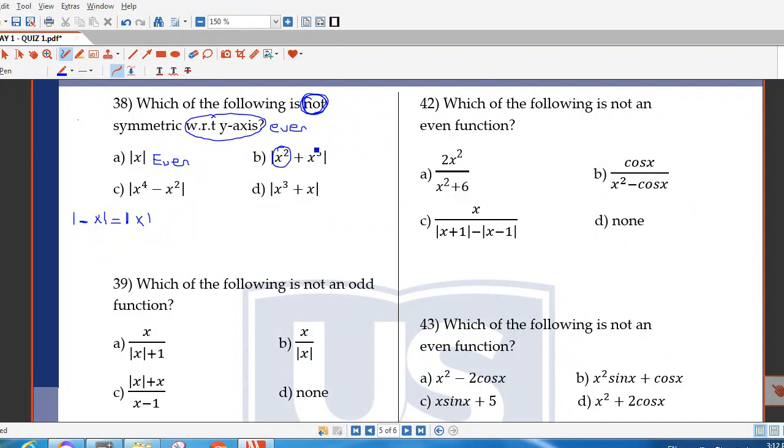X squared is even, x to the power of 5 is odd. Even and odd, addition is none of them. X to the power of 4 is even, x squared is also even. The absolute value of even function is even.